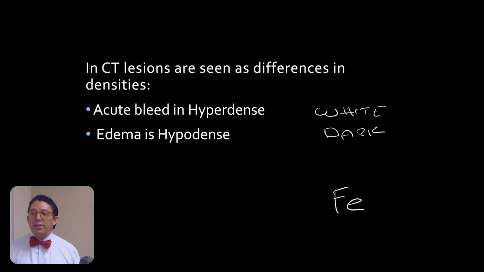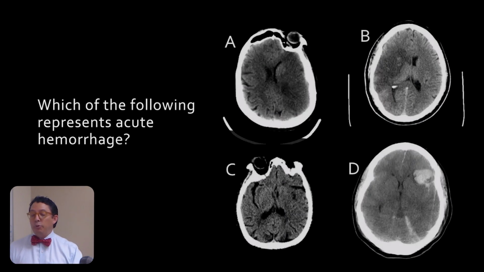Dark is usually things that contain high amounts of water. And when we see higher amounts of water than usual, we call that edema. We're going to have a whole talk on how to go through hyperdensities and hypodensities to detect disease, but we're going to see examples here.